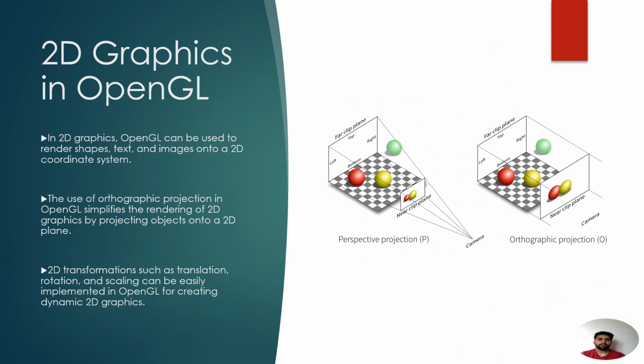Next one is 2D graphics in OpenGL. In 2D graphics, OpenGL can be used to render shapes, textures, and images onto a 2D coordinate system. The use of orthographic projection in OpenGL simplifies the rendering of 2D graphics by projecting objects onto a 2D plane. 2D transformations such as translation, rotation, and scaling can be easily implemented in OpenGL for creating dynamic 2D graphics.